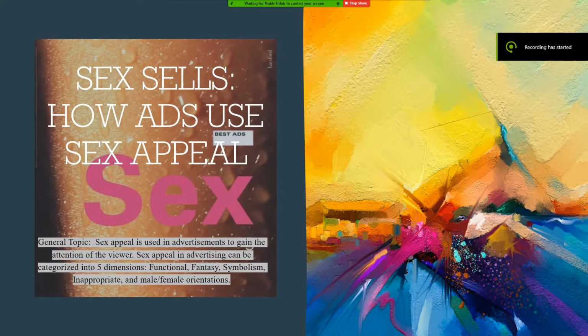Sex sells, how ads use sex appeal. So the general topic here is that sex appeal is used in advertisements to gain the attention of the viewer. Sex appeal in advertising can be categorized into five dimensions. That's functional, fantasy, symbolism, inappropriate, and male or female orientations.